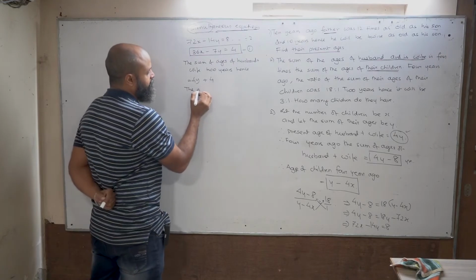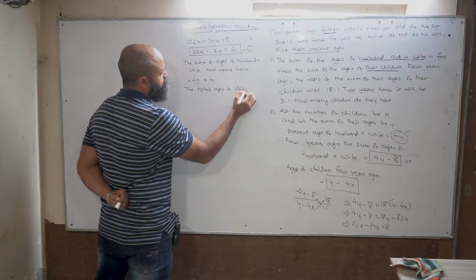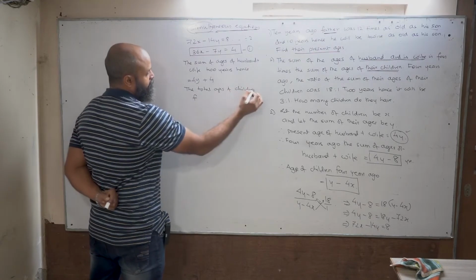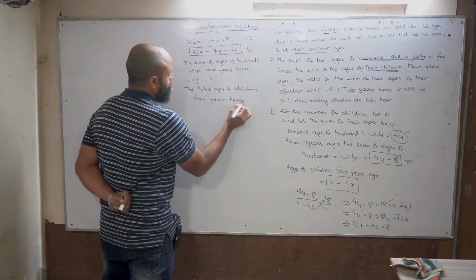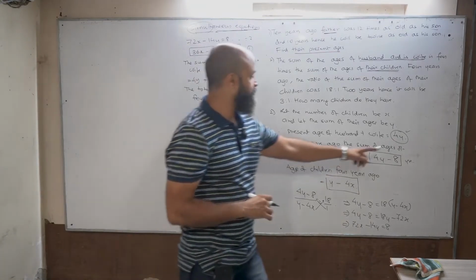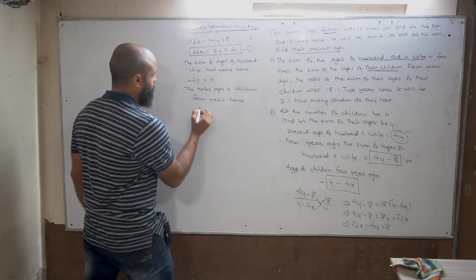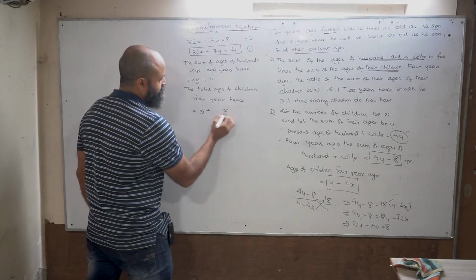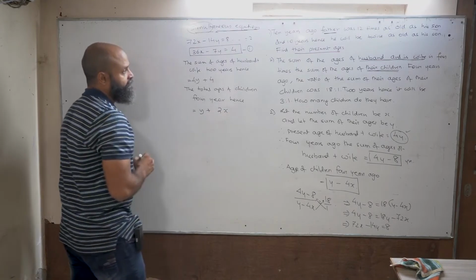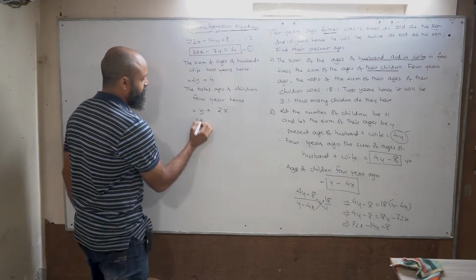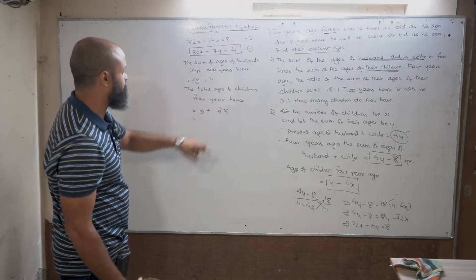Now the sum, or rather the total ages of children 4 years hence. This is going to be, today they are how much? They are y years old in total. There are x number of children. To each of these children 2 years would be added. So here we have 2. So this will be y plus 2x. The total ages of children 2 years hence will be y plus 2x.